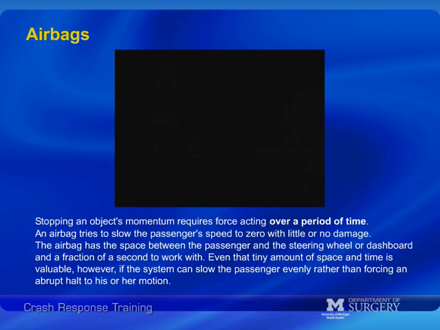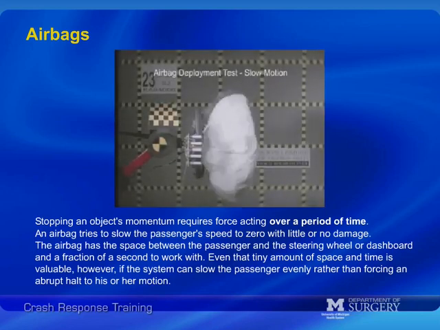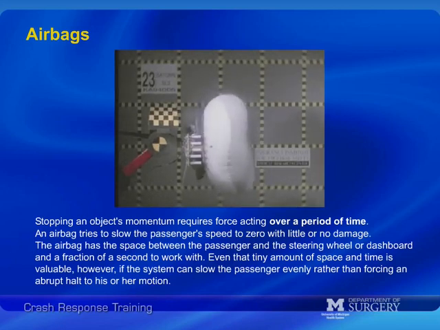Let's talk now a little bit about airbags. Stopping an object's motion requires force acting over a period of time. An airbag tries to slow the passenger's speed to zero with little or no damage by increasing the time and decreasing the force necessary during that longer period of time. The airbag has the space between the passenger and the steering wheel or dashboard and a fraction of a second to work with. Even that tiny amount of space and time is valuable, however, if the system can slow the passenger evenly rather than forcing an abrupt halt to the occupant's motion.